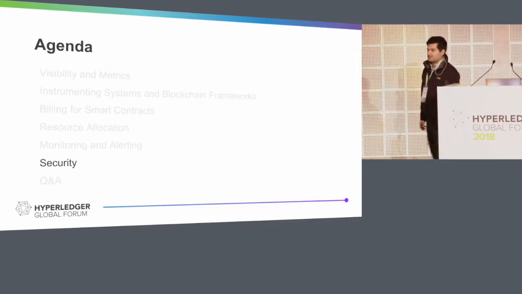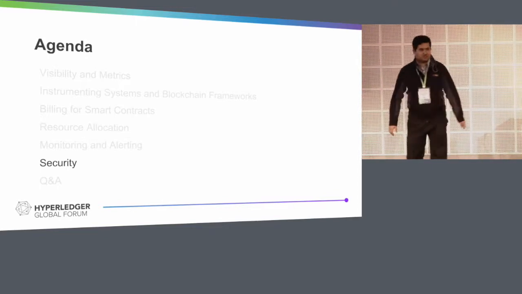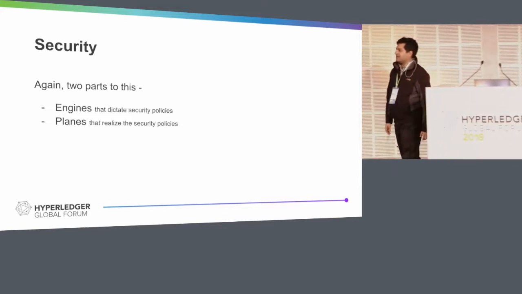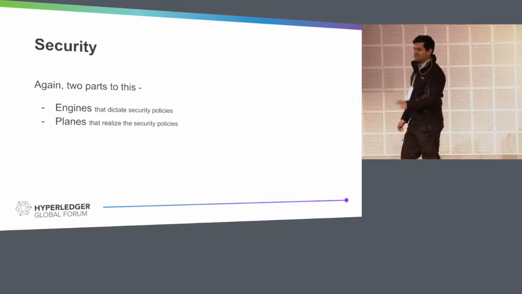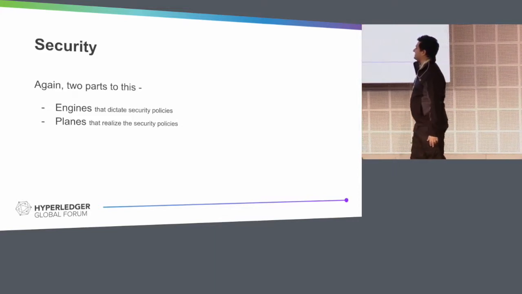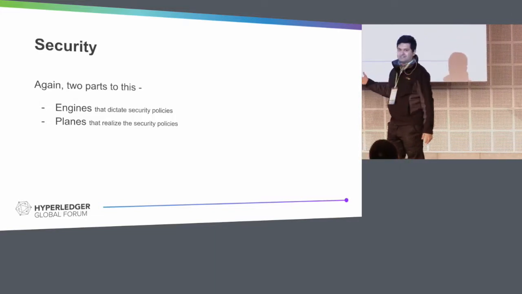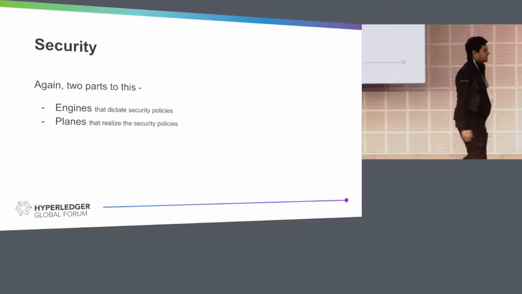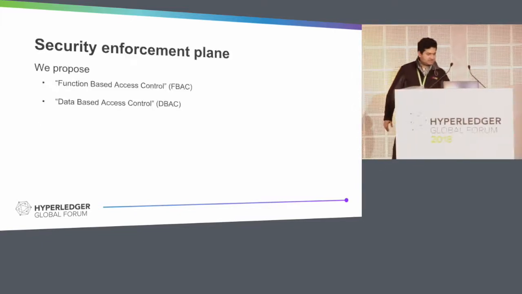So finally on our agenda, we look at security. So what about security? Again, there are two parts. On the same lines as resource allocation, you have the engines that can dictate security policies. You can have planes that realize these security policies. So let's look at them.